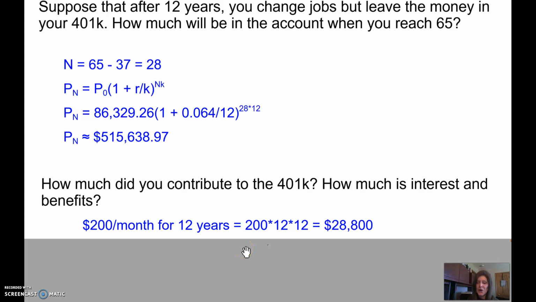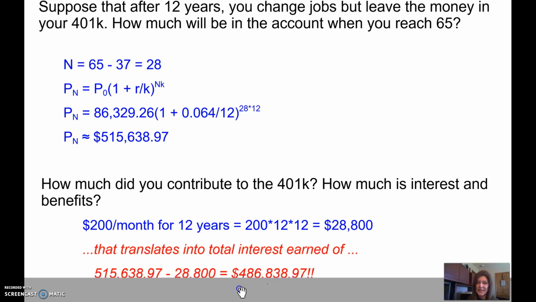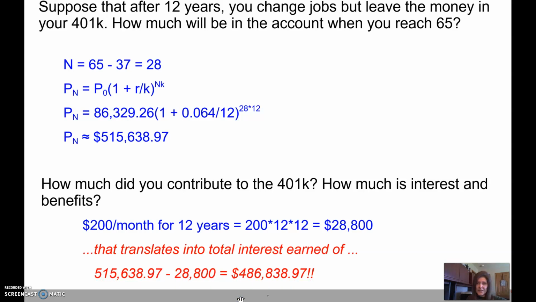So very small amount. Then to calculate the interest and benefits, we're going to subtract that from what's eventually in the account, 515,000 plus minus our 28,800. That means the interest earned and benefits from our employer was $486,838.97. That's a tremendous amount. Okay, moral of the story here, take advantage of employer matches and start early with your investing, because just invest it a little bit early on and let it sit. It'll grow quite a bit.